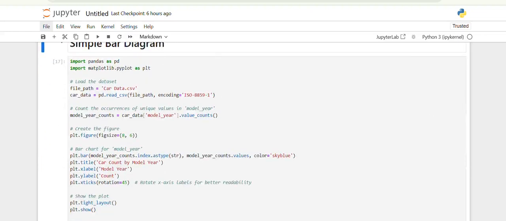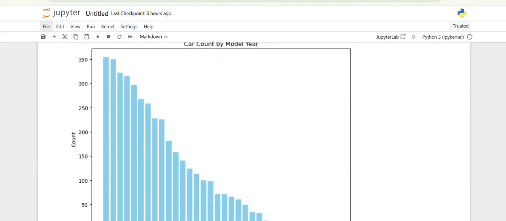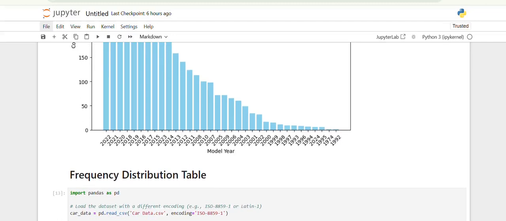Here we can see that this bar diagram shows us in which year how many cars came into the market. In 2022 there are around 350 plus cars. In 2017 there are around 200 plus cars. After that we go towards the grouped data.